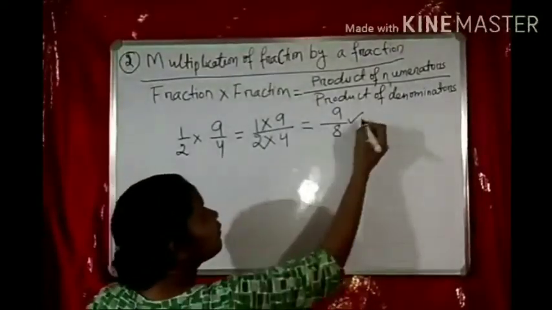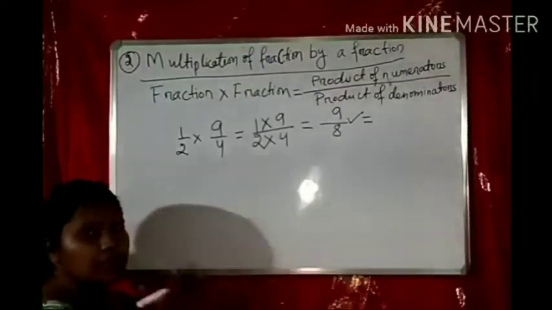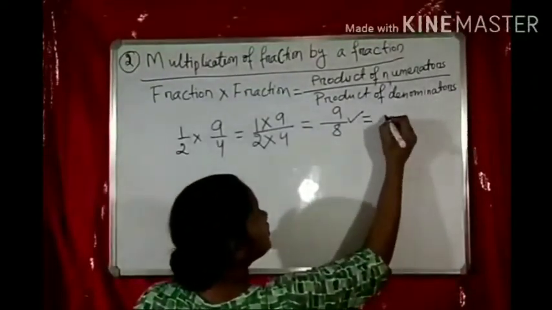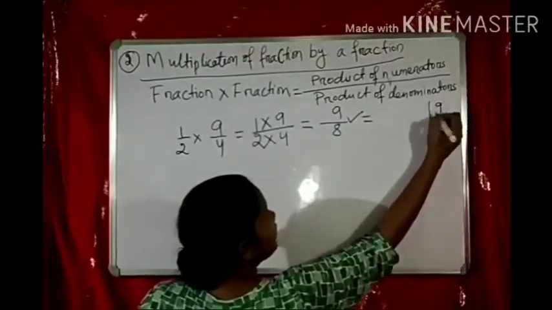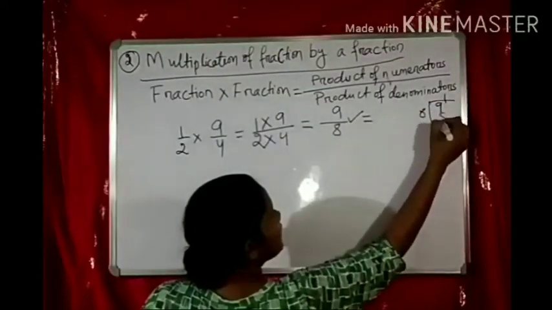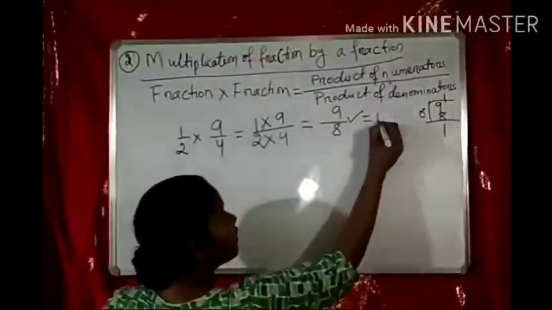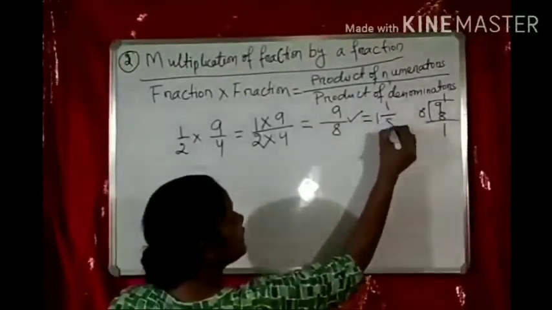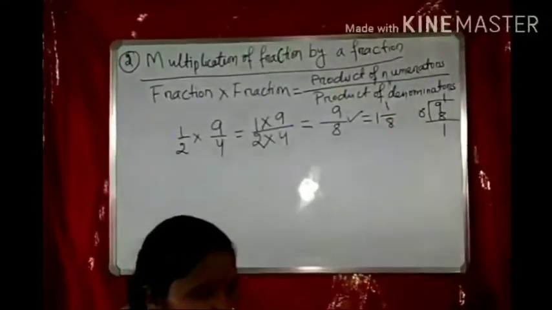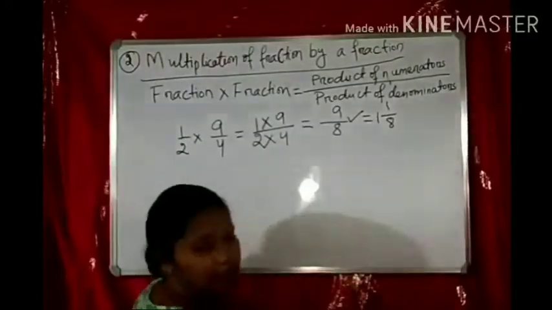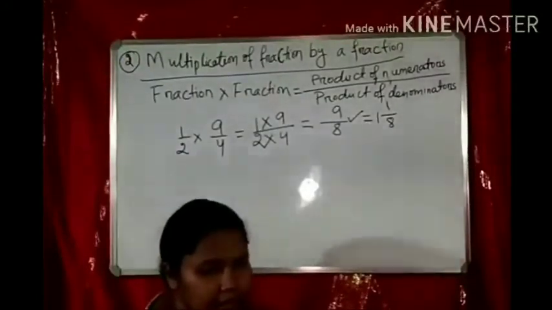So the improper fraction, we'll convert it into a mixed fraction. So 9 by 8, 8 1 is 8, what are we getting? 1. So 1 and 1 by 8. So the answer is 1 and 1 by 8. Let's see another example.